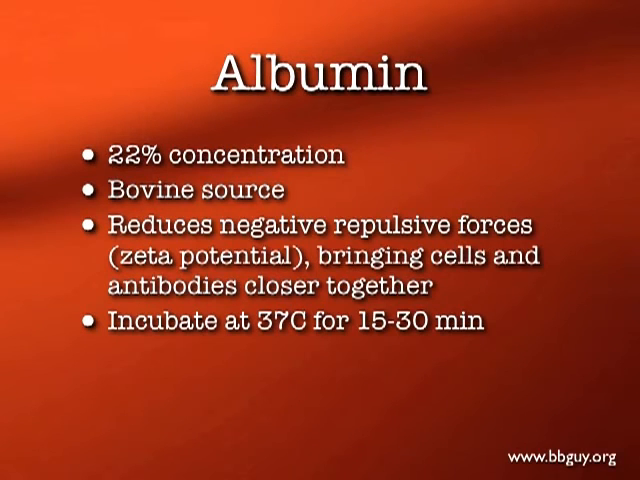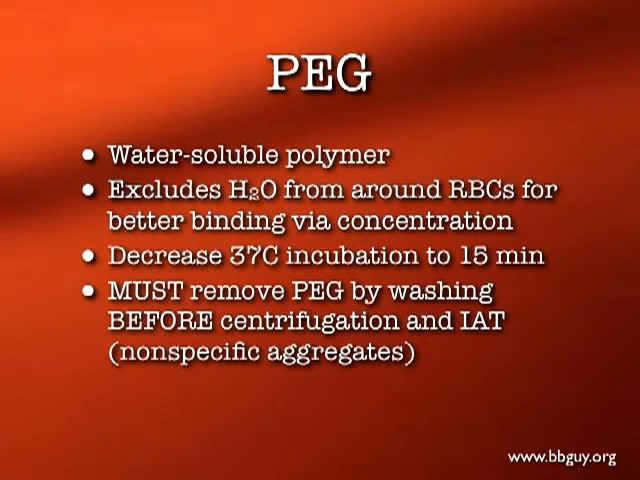Albumin comes from bovine sources. It's 22% concentration. Basically, albumin also reduces zeta potential in a little bit of a different way and gives you a somewhat different incubation time. PEG, or polyethylene glycol, is a water-soluble polymer that by its nature excludes water from around the red cells. It helps to decrease that ionic cloud. It helps to basically allow the red cells to get closer together as a result of concentration. Water moves away, red cells can get closer together.